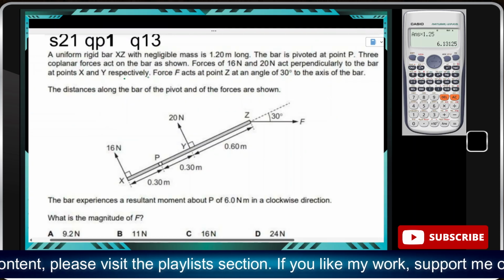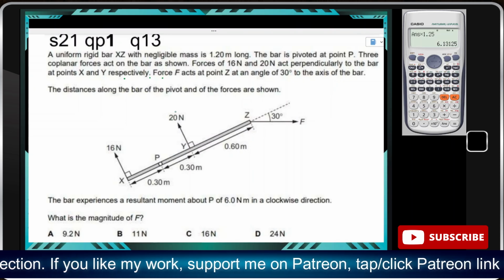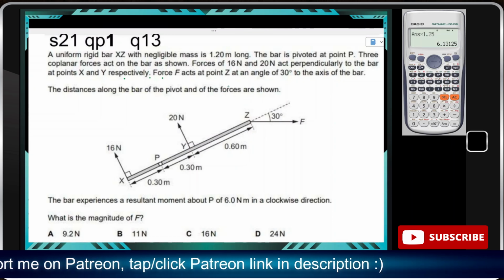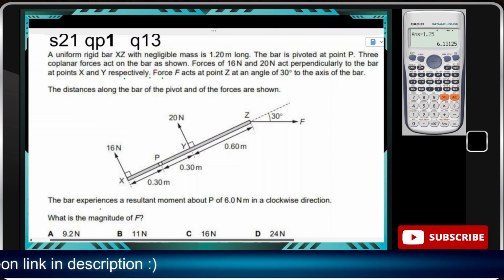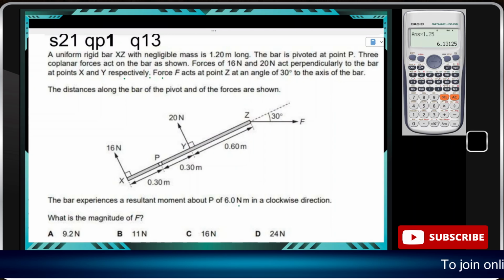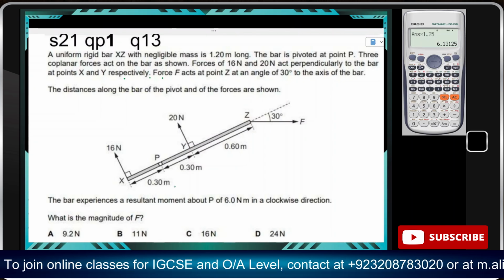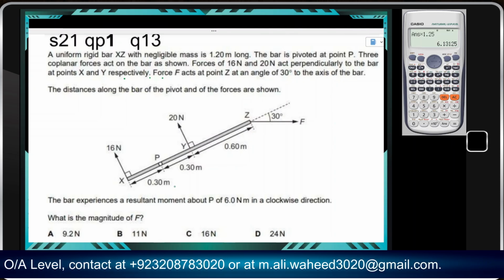A uniform bar, so uniform means the weight is exactly in the middle, and I think we don't have any useful information in the description. We can see everything on the diagram. The bar experiences a resultant moment about P of 6 newton meters in the clockwise direction. This means there is a clockwise moment of 6.0 newton meters more than the anti-clockwise moment. You need to find the magnitude of F.